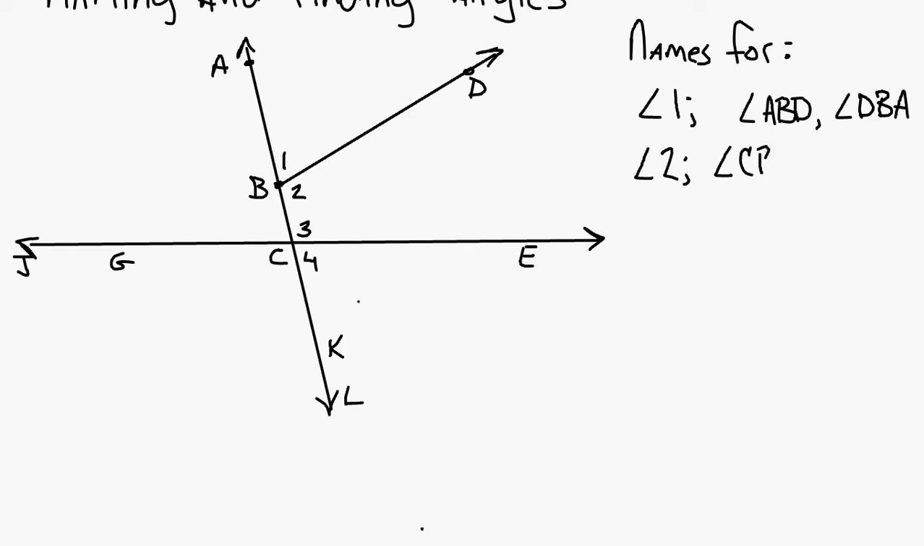CBD, good. Another name for angle 2. DBC. Another name for angle 2. How about KBD? Still talking about the same angle, right? Another name for angle 2. LBD, good. Angle LBD. All right, so you use a point on the side of the angle, you use the vertex, and you use another point on the side of the angle.